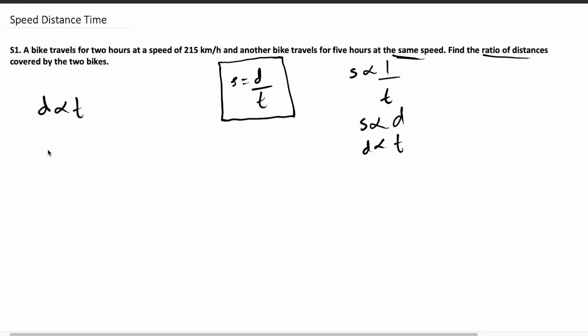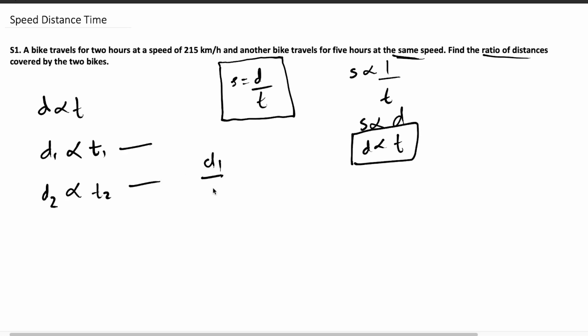So let d1 be the distance covered by the first bike and d2 be the distance covered by the second bike. Let t1 be the time taken by the first bike and t2 the time taken by the second bike. Since speed is constant, distance will be directly proportional to time. Therefore, d1 is directly proportional to t1, d2 is directly proportional to t2. So if you divide both of these equations, you will get d1 by d2 is equal to t1 by t2. t1, which is the time taken by the first bike to travel, is 2 and t2 is the time taken by the second bike to travel, which is 5. So 2 by 5. Therefore, d1 by d2 is equal to 2 by 5. The ratio is 2 by 5.